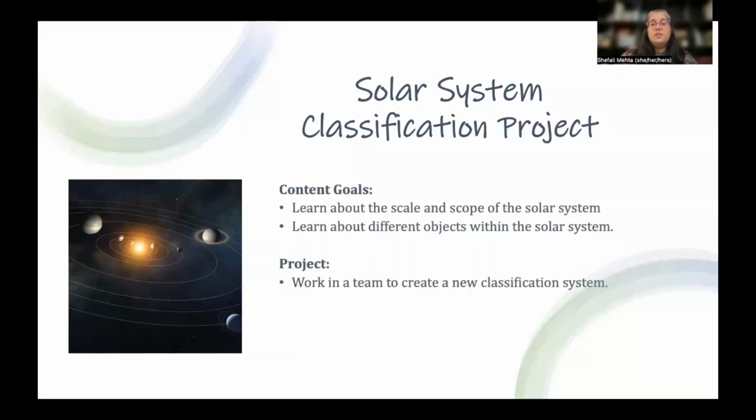The last project I want to talk about is a solar system classification project. And here their goals were to learn about the scale and scope of the solar system and all the different objects within the solar system. Their project was to create a new classification system to classify all of the objects that we're going to be learning about.